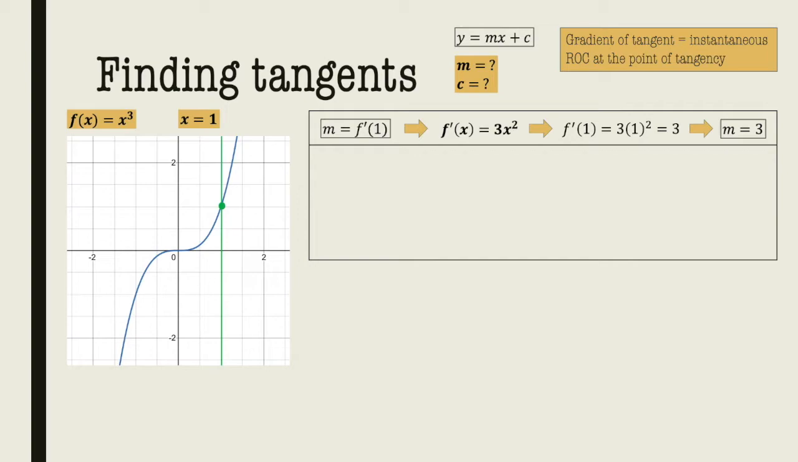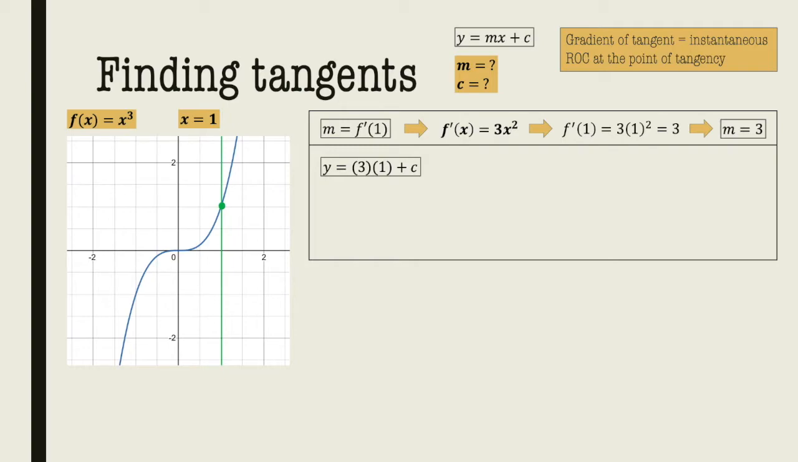Finding c, also known as the y-intercept, is a bit more complicated. If we once again look at the equation y = mx + c, we realize we know two things. We have our value for x, which is equal to 1, and we have our value for m, which is 3. We cannot find c yet, but we can find y.